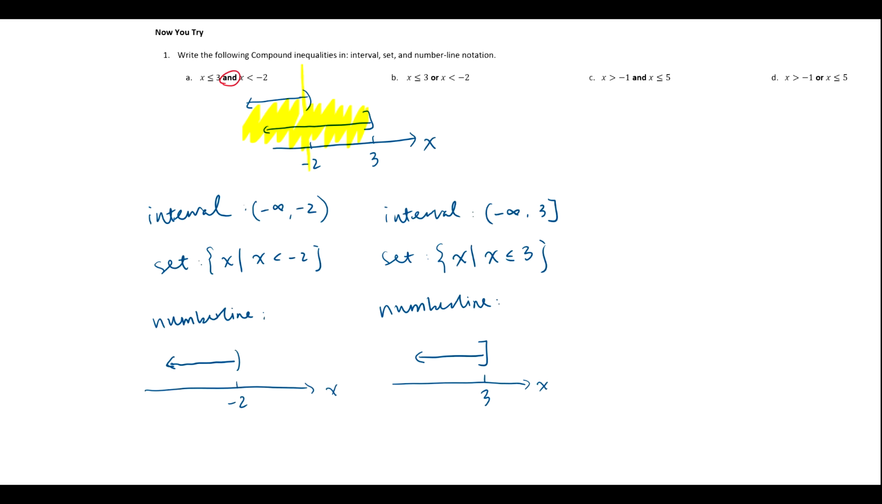If you're ready for the answers for parts C and D, you can continue the video. Otherwise, take a minute to work on parts C and D first.